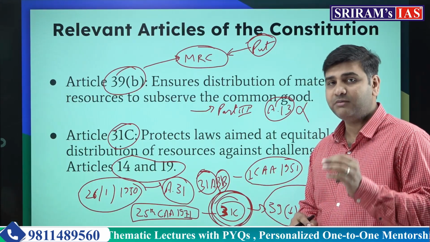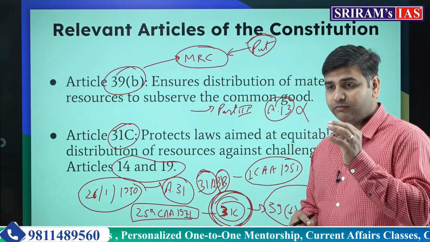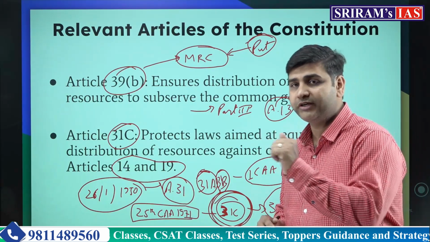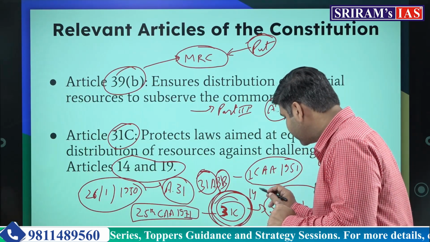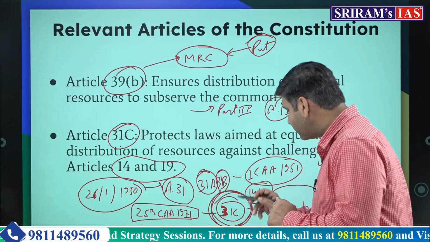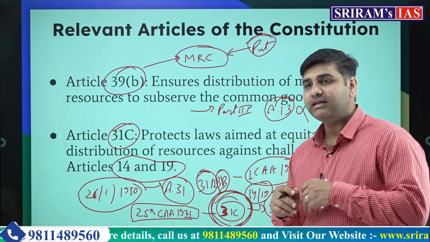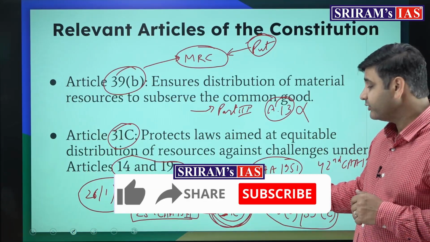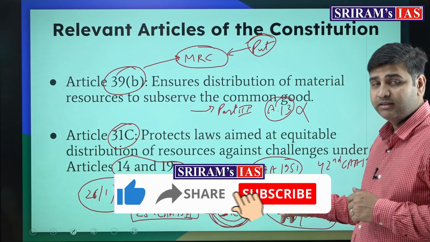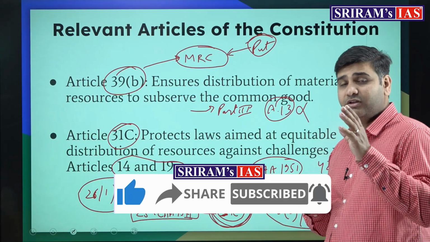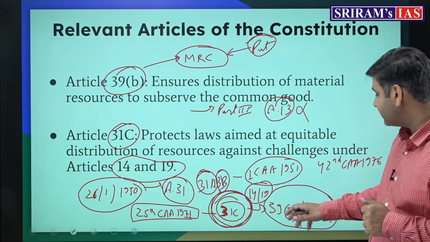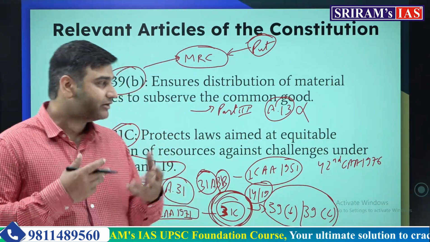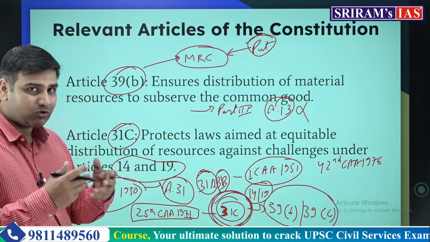So if any policy implemented by the government is challenged on the grounds of right to equality, Article 14, or right to freedom, Article 19, if any policy or any action or any statute of the government is challenged on the basis of these, they will not be struck down because they are implementing Article 39B and 39C. Now this is a bit of a complication here, but I hope you are getting it. I am trying to make it simpler for you, but it seems like I am complicating the whole issue.